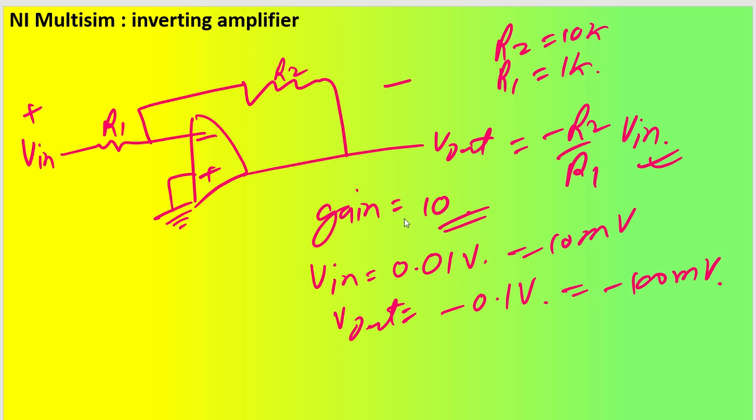So let us see what will happen for this case. Input voltage is, let us say, 10 millivolt or 0.01 volt. So my output will be what? Minus 10 times this. That is going to be minus 0.1 volt, that is 100 millivolt. Okay.